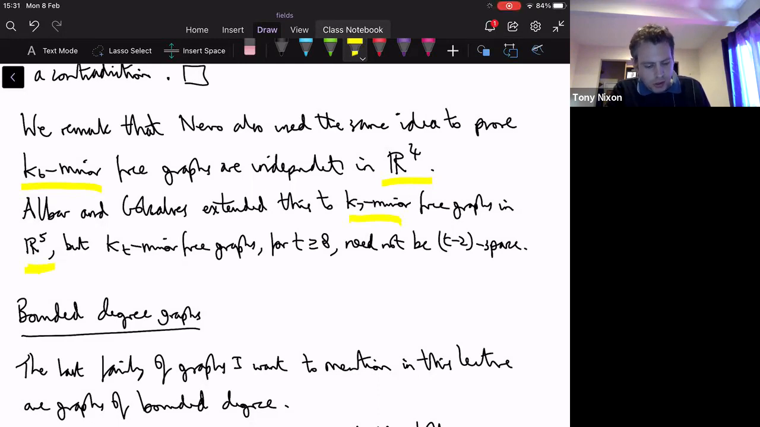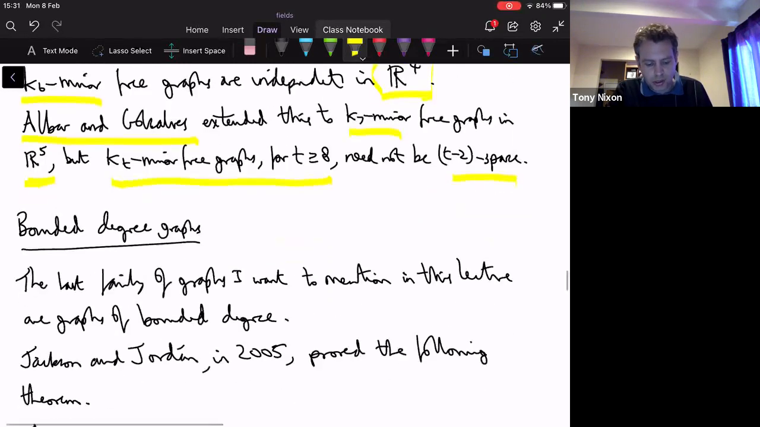But in general, Albar and Gonsalves work on K8 minor free graphs, and they show that there's some nice structure to them. But these graphs don't have to be sparse, so it's harder to work out which ones are independent. So it's harder to work out when the sparsity condition gives you independence more generally. By the way, Nevo's proof in R4 used the same idea, but it was a bit harder, and Albar and Gonsalves did some computer assistance, and so theirs was a bit tricky to prove. So it doesn't continue to be as easy as the proof I explained.